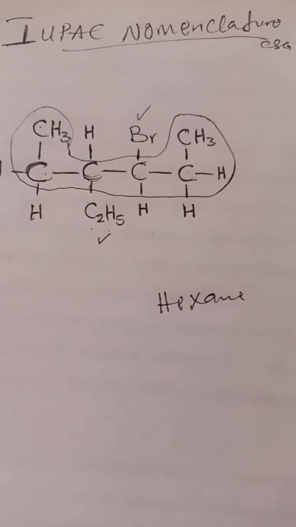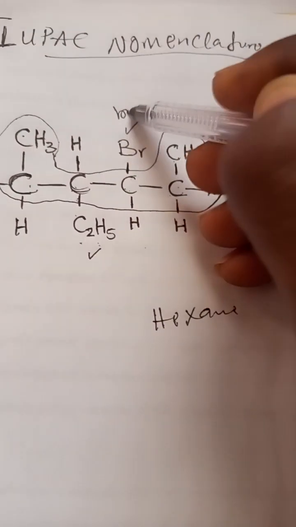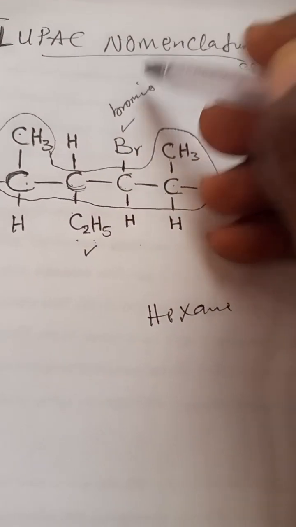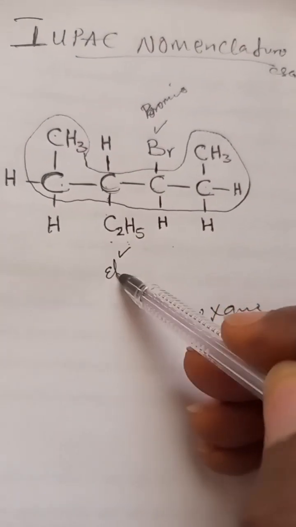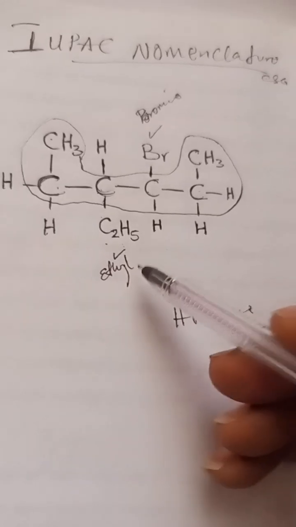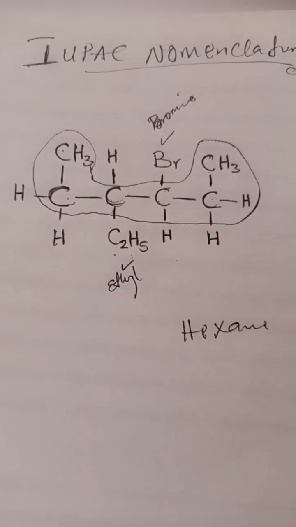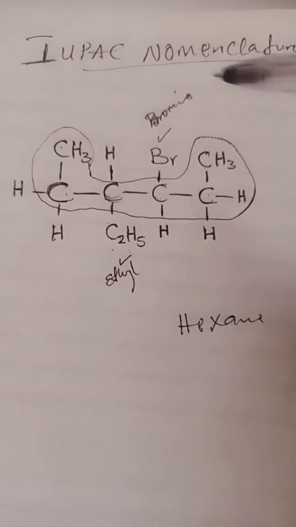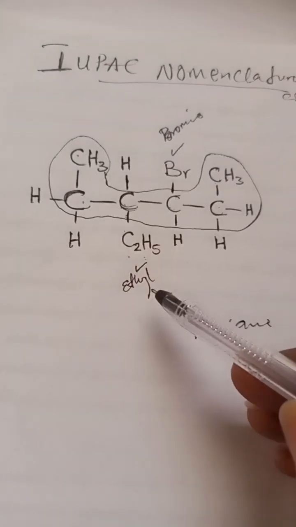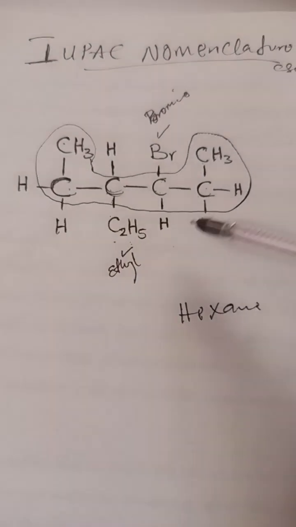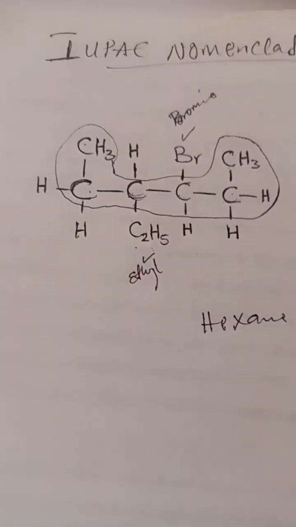So we are going to name substituents in alphabetical order. If you notice, this is bromine. It starts with letter B. Now, this is ethyl, right? It starts with letter E. Therefore, IUPAC mandates we name substituents alphabetically. That means we are going to give preference to bromine over ethyl. So in this case we are giving bromine preference over ethyl because there is a tie.